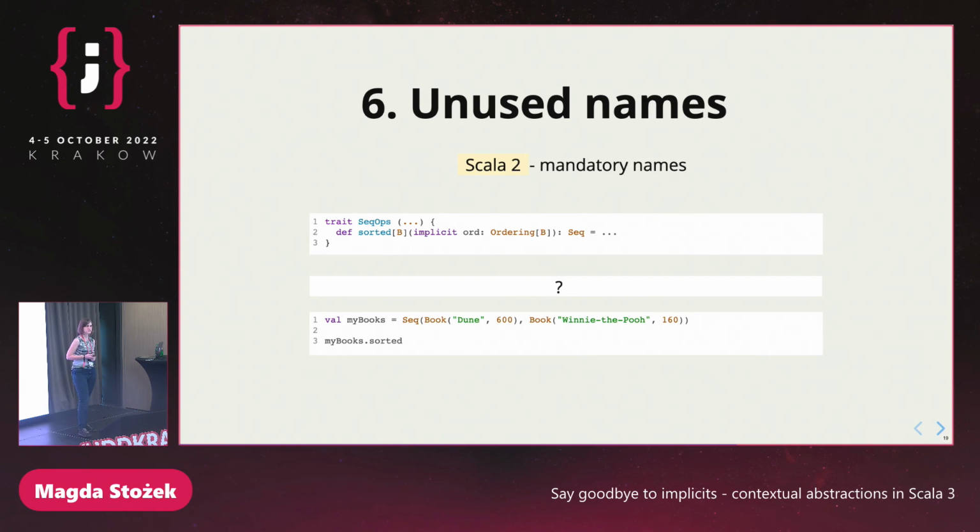The sixth one is one of my favorites. It's about the names. You know that naming things in programming is a difficult problem. So at the bottom, we have a sequence of books. We have 2 books, and we want to display them to the user in a sorted way. So because we don't want to reinvent the wheel, we would like to use something built-in. And this built-in is what's at the top. So we have this sequence, and it has the sorted method.